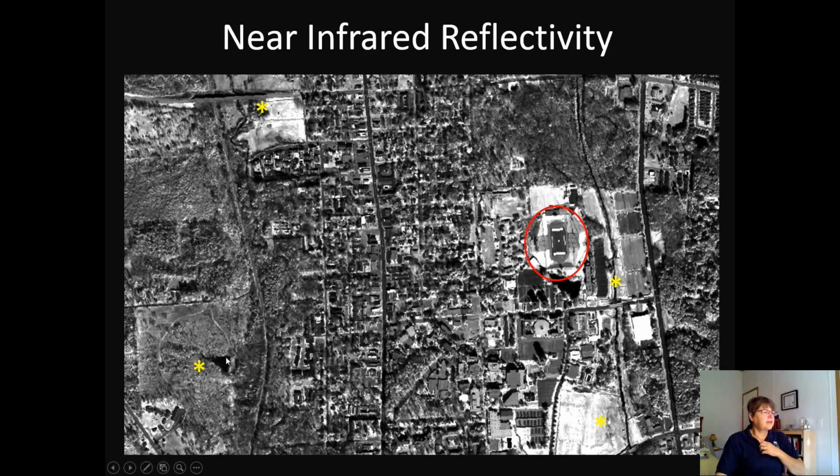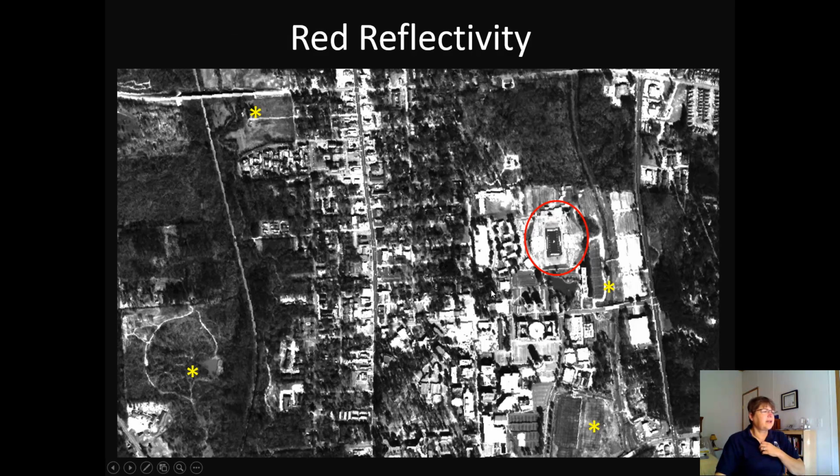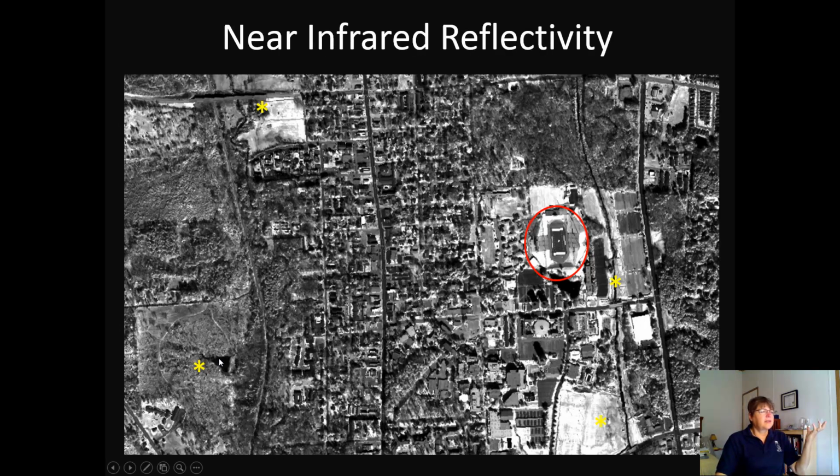And look at the ponds. They both went really dark, a lot darker than they were in the red. So this pond is brighter in the red than this one is. That means that this is kind of a muddy, red mud kind of pond. But when you go to near infrared, they both go just as dark as they can be. So that is how we use the different colors of the spectrum to tell us what's going on on the Earth.